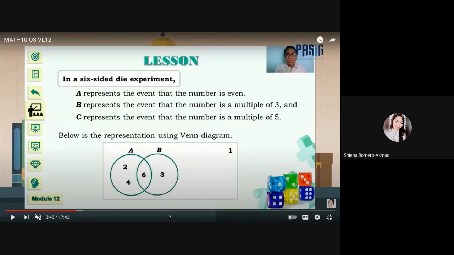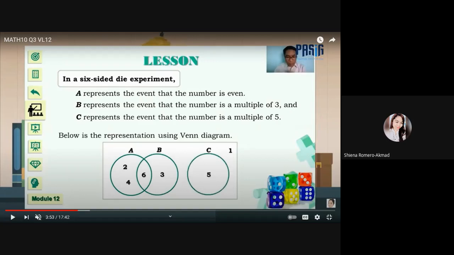Well, in event C, meron siyang multiple of 5. And as you can see sa die, 6-sided die experiment, it has 6 faces only, and that's 1, 2, 6, yung mga numbers na gamit natin dyan. At kung multiple of 5 ang hinahanap natin, isa lang ang magiging element for the event C. So kaya nakahiwalay siya because it has no common element with A and B. And then, dun sa ating events, may isang number which is 1 na hindi included sa ating mga events. Pero this is also part of our universal set.